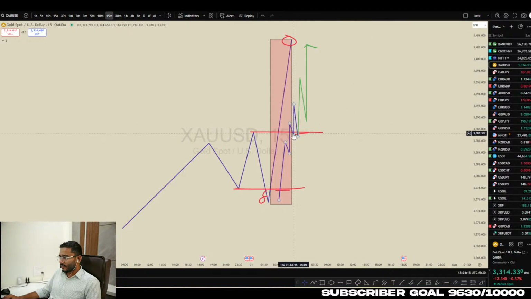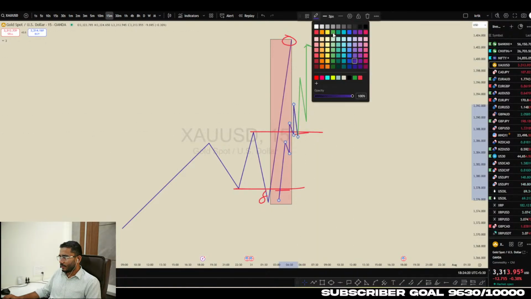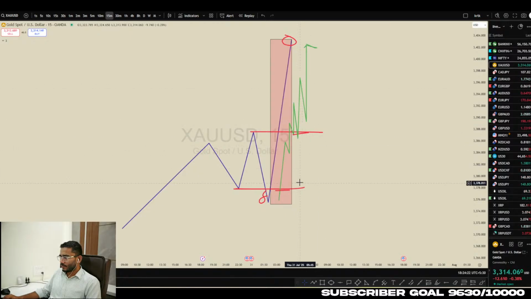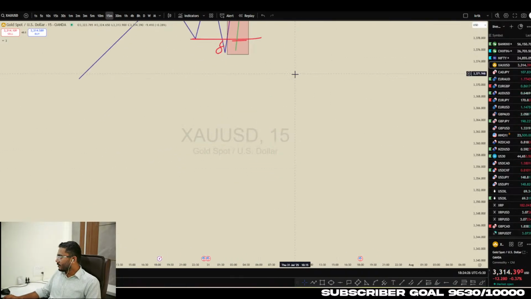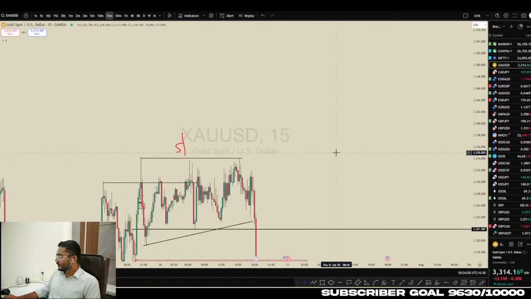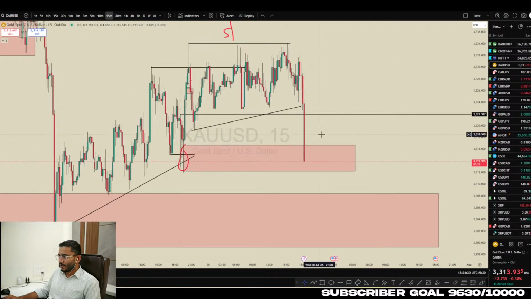So this is the higher time frame, blue line, and the green line is lower time frame. You have to look for the same thing on lower time frame. Do you also say how to see the graph? Yes, yes.